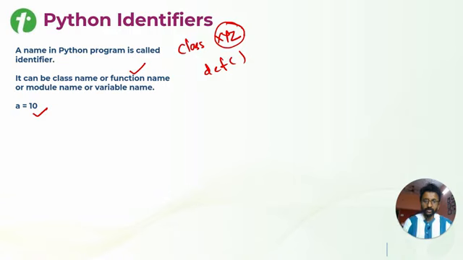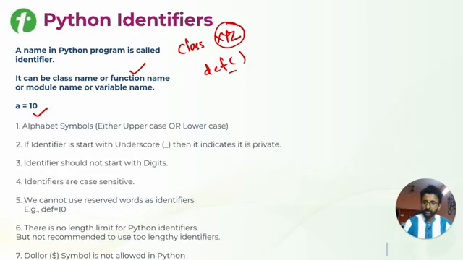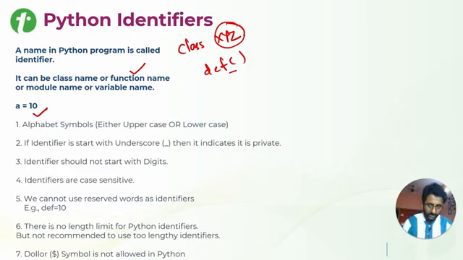Otherwise, I can also define a function name. Also, I can define an object name. Everything that you are defining in Python is an object, and whenever you give that object a name, it is an identifier. So there are certain rules associated with that.